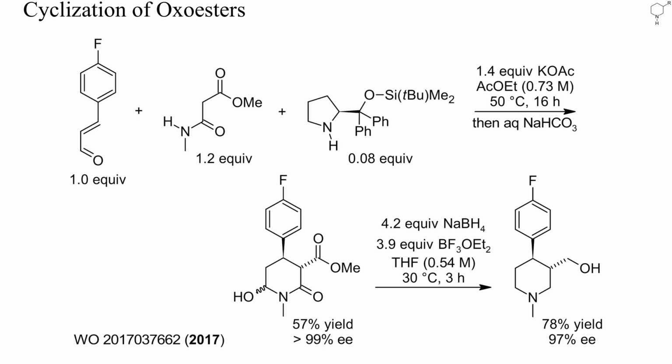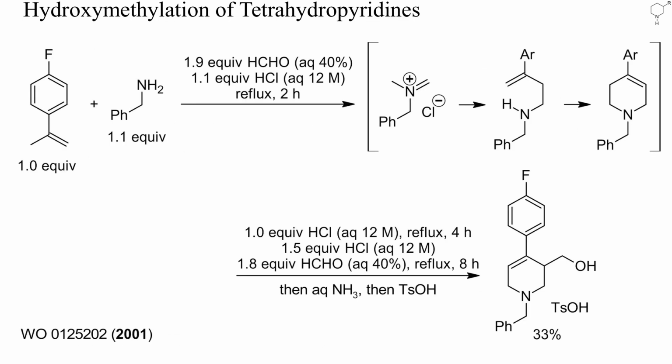In this example, the initial Michael addition was between a cinnamic aldehyde and a malonamide. With the aid of 8% of a proline-derived catalyst, a substituted piperidinone resulted, which was used as intermediate for the preparation of paroxetine. One intriguing way to prepare 4-aryl tetrahydropyridines is by heating alpha-methylstyrenes with formaldehyde and a primary amine.